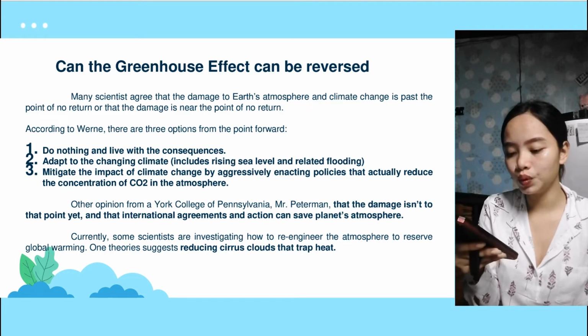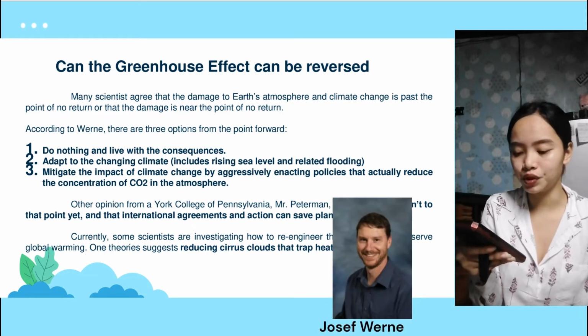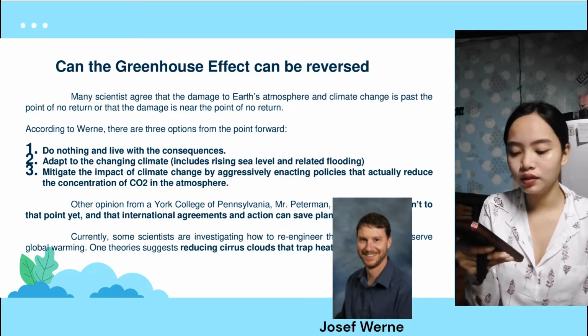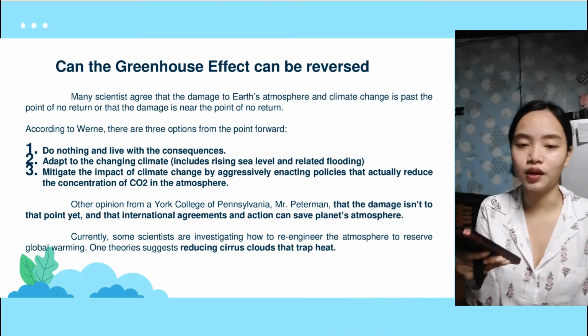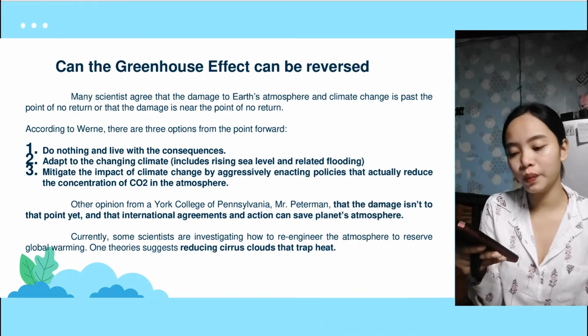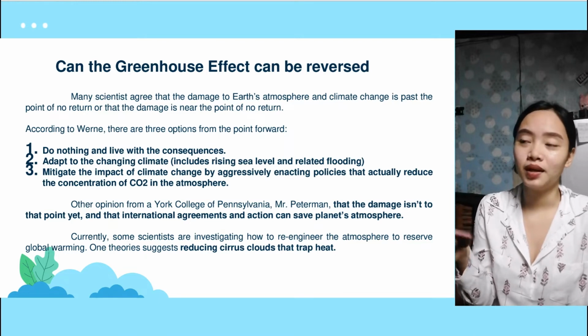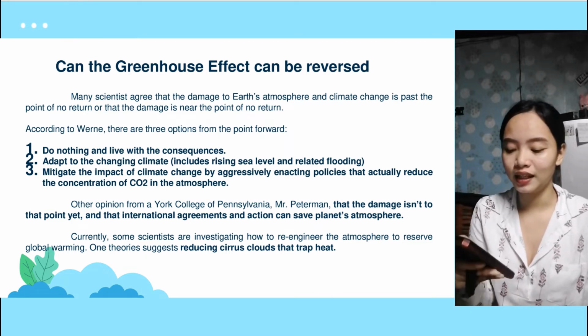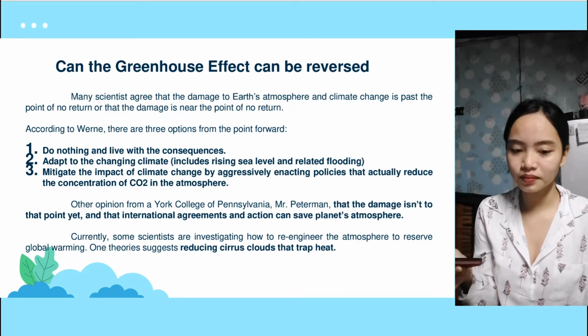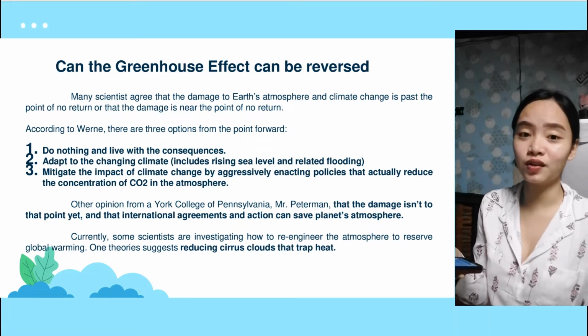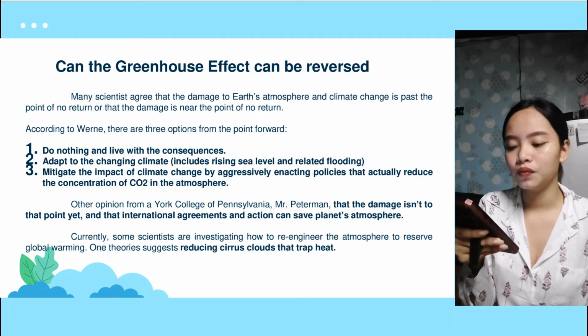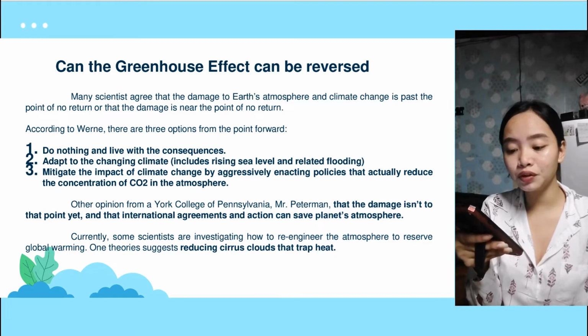So, according to Warren, there are 3 options. 1, do nothing and live with the consequences. So, mabuhi lang ta dani sa kalibutan nga mag-atubang permi sa consequences. And number 2, adapt to the changing climate.